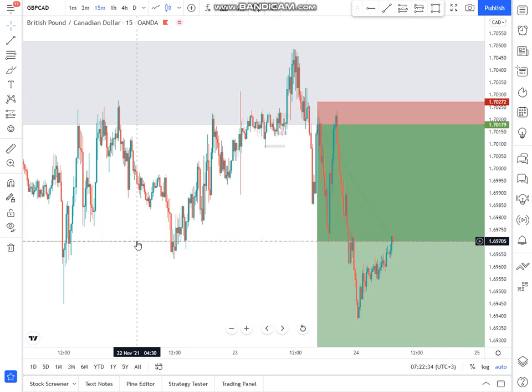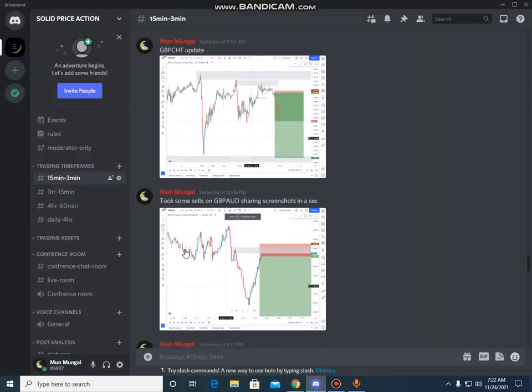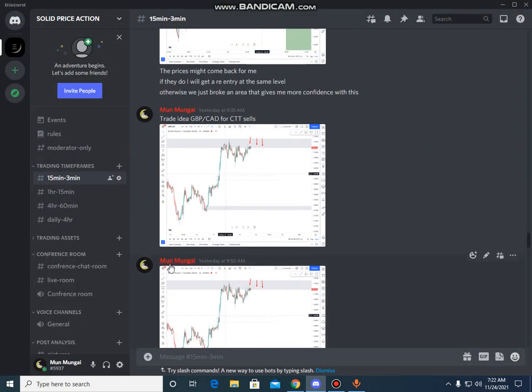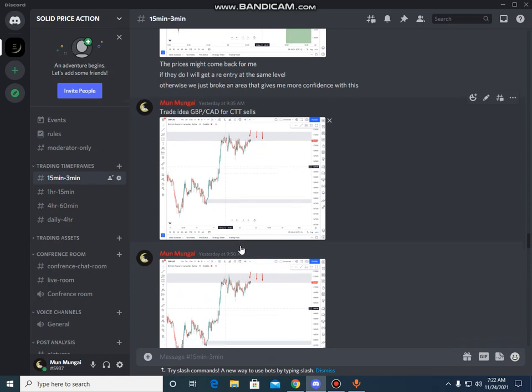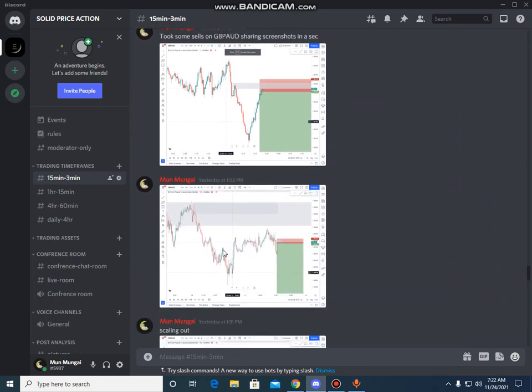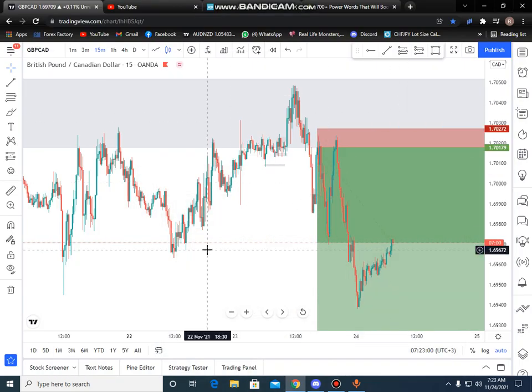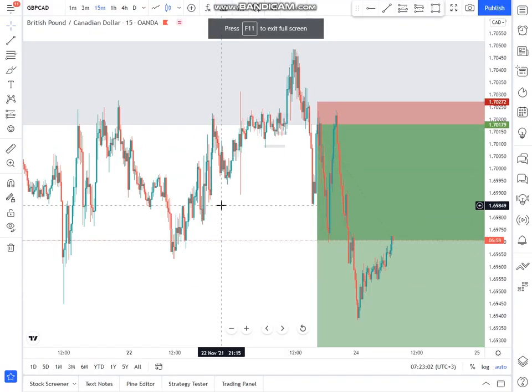But before I start, I just need to prove that I actually took this position. I shared this position with my members on the Discord, as you can see somewhere around here. Trade idea pound CAD for some CTT sells. You can see the arrows from where we were looking, and then later on we ended up taking the position in conjunction to some other position. So let me jump straight through it.